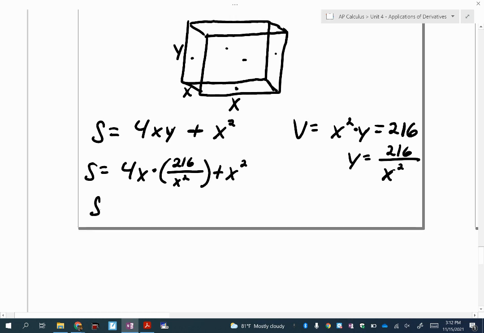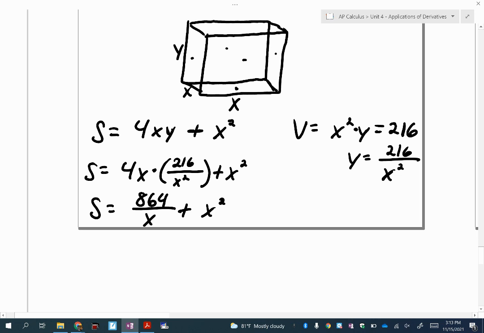So my surface area formula is going to be 4 times 216, which is 864. So 864 over X, because I have 2 in the bottom, 1 on the top, plus X squared. So this is what I'm going to be using in terms of finding critical points.